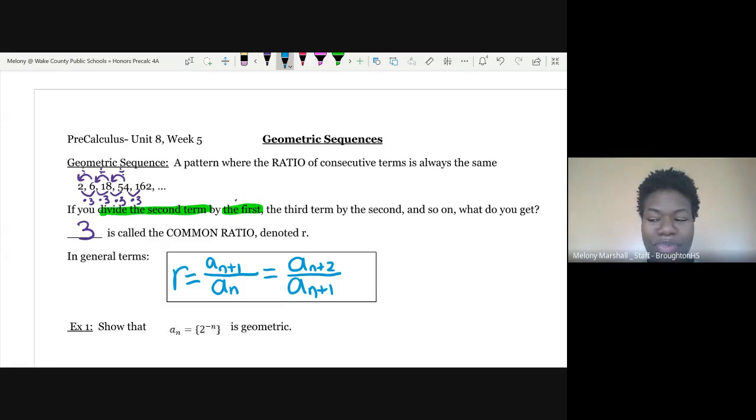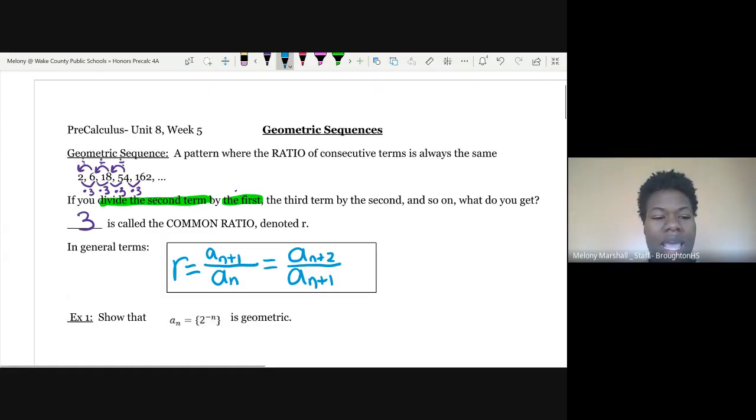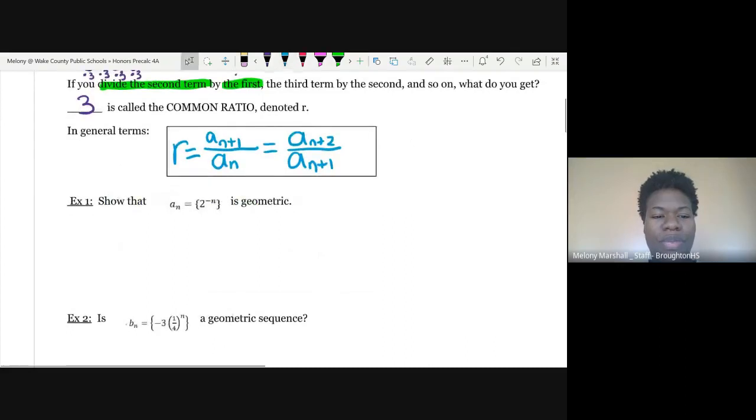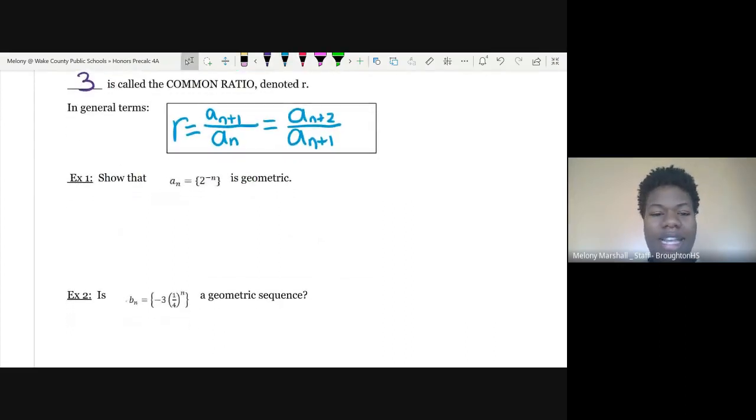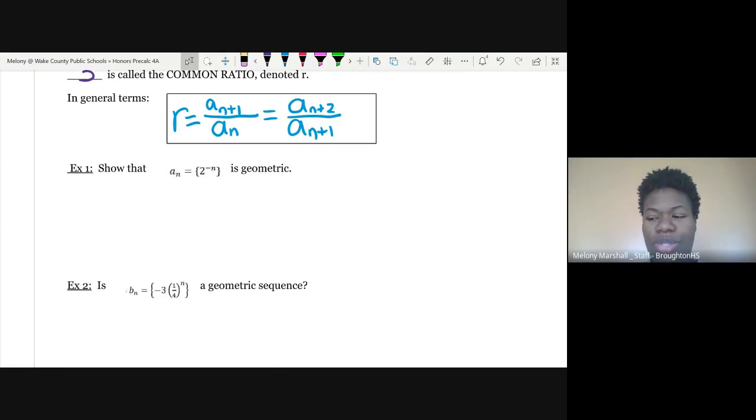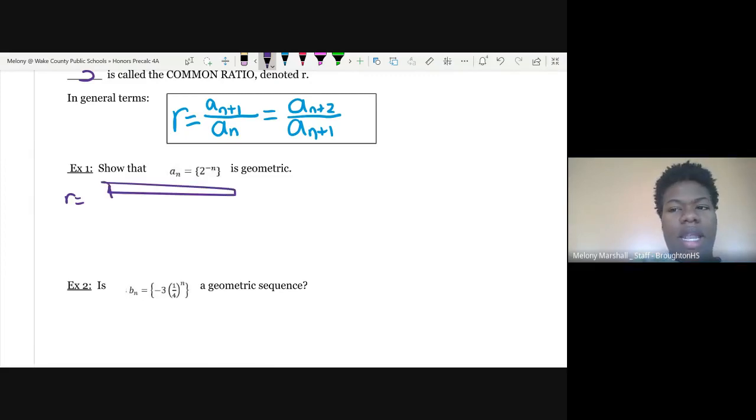All right. Let's do some examples. Example numero uno. We are going to show that a sub n equals 2 to the negative n, and it has to be geometric. You could do this the old school way and just plug in numbers, like okay, n is 1, so 2 to the negative 1, n is 2, 2 to the negative 2. Or we can do it algebraically, which is what we're going to do. We're solving this algebraically. So r equals a sub, what is that?